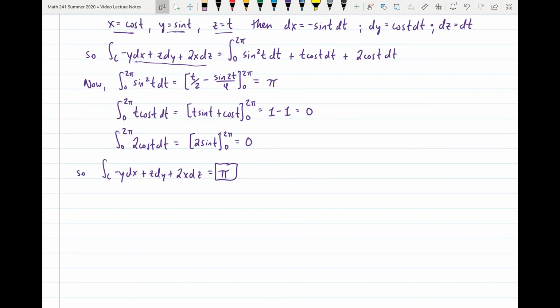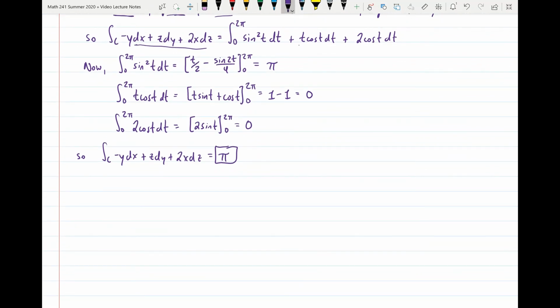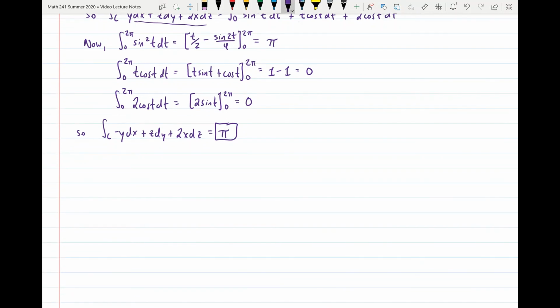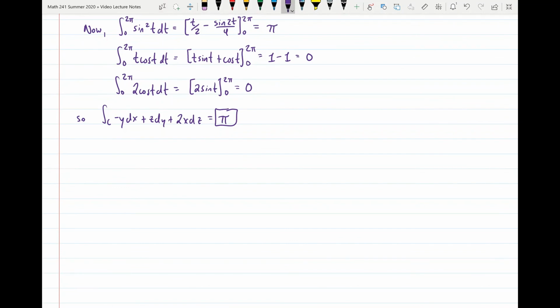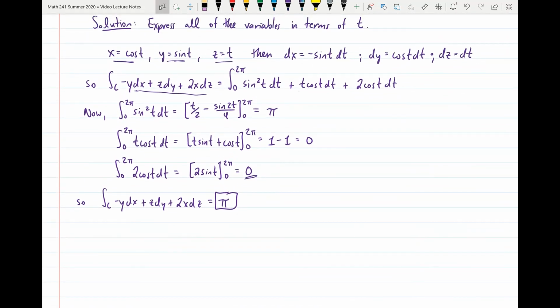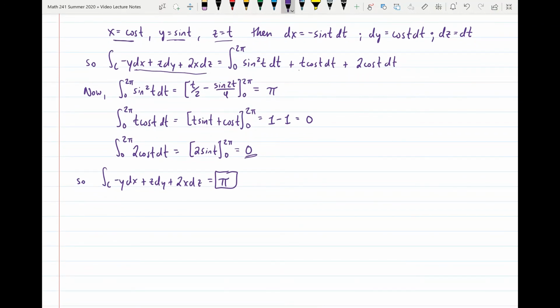So first we worry about the integral from 0 to 2 pi of sine squared t dt. This will be equal to t over 2 minus sine of 2t over 4 evaluated from 0 to 2 pi. You can check that if you want, that integral is correct, and ultimately that'll give us pi when we evaluate. The integral from 0 to 2 pi of t times cosine t dt is equal to t times sine t plus cosine t evaluated from 0 to 2 pi. And again, you can check this integral if you want to. And when we evaluate, that gives us 0. And then finally, the integral from 0 to 2 pi of 2 times cosine t dt is just equal to 0.